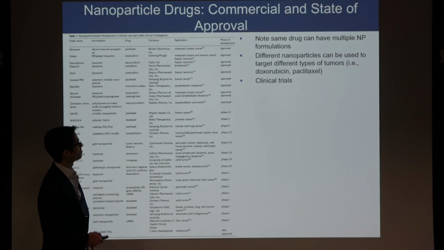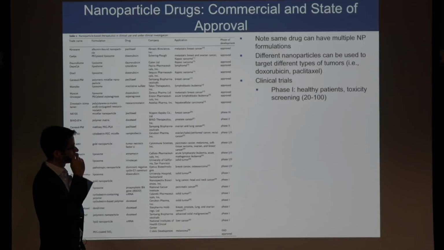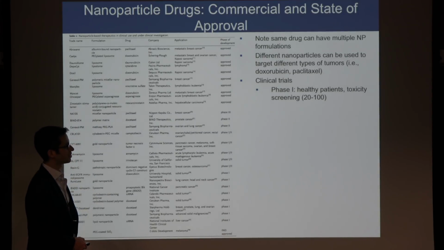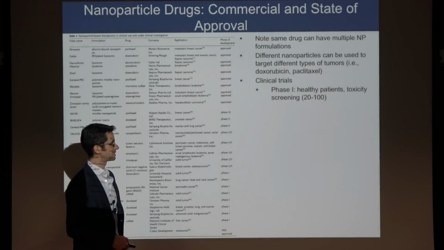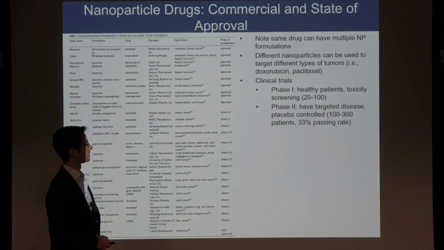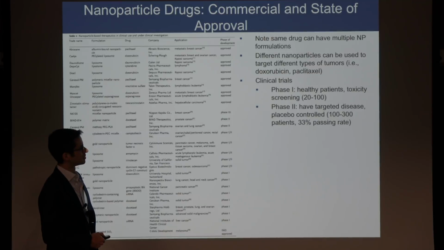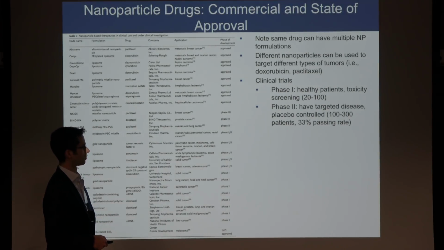So what do I mean by clinical trial? Well, we all have heard about clinical trials in the news, but what are the distinguishing features? So phase 1 clinical trials are used in healthy patients, and they're largely to determine toxicity screening, and this is 20 to 100 patients, and that's per site. Probably a limited number of sites for phase 1, maybe one site.